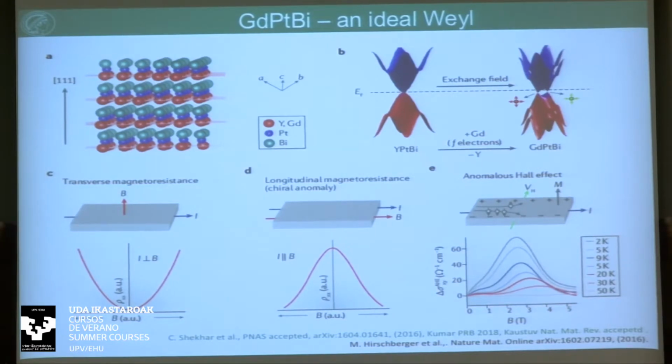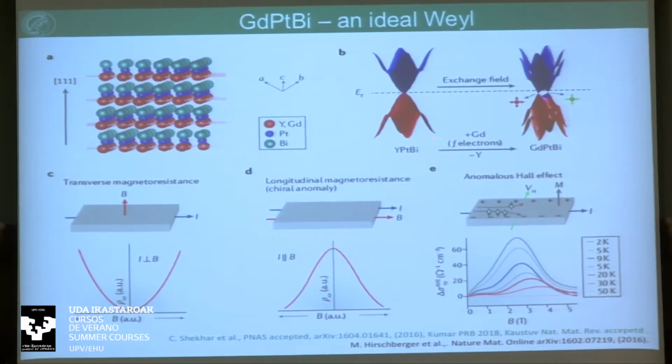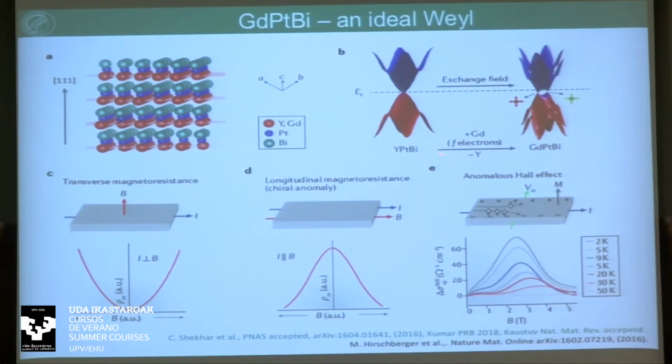What you do is take, for example, mercury telluride or a half Heusler compound. Here we have yttrium platinum bismuth, where you have these touching bands. And in the case of gadolinium, we have additional f electrons, but we don't need the magnetism in this material. This was also inspired by the work of Hirschberger, and André Bernevig has published this nice paper. So you can turn this touching point into a Weyl semimetal.